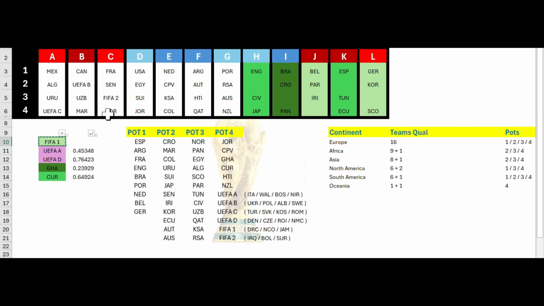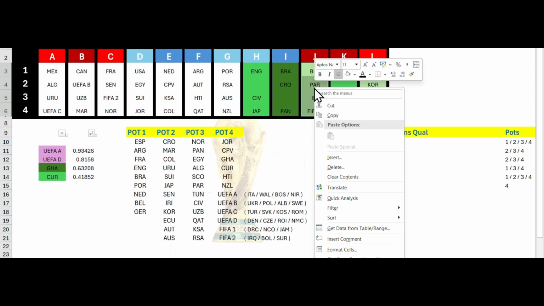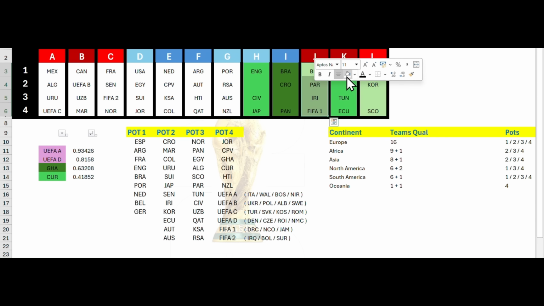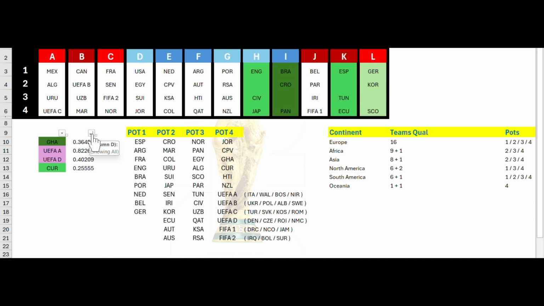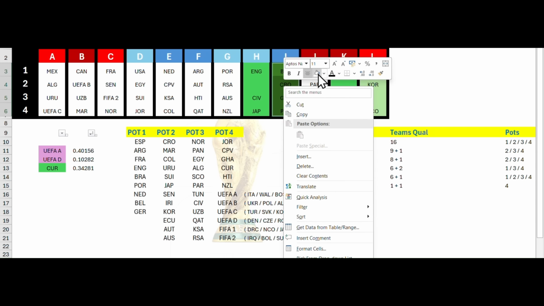FIFA playoff winner number 1. Light green group, so that's Group J. Playing Iran in the first match. Next team drawn is Ghana. Group I for Ghana, so they will play Panama in their first match.